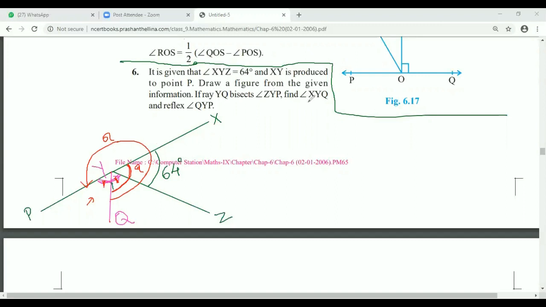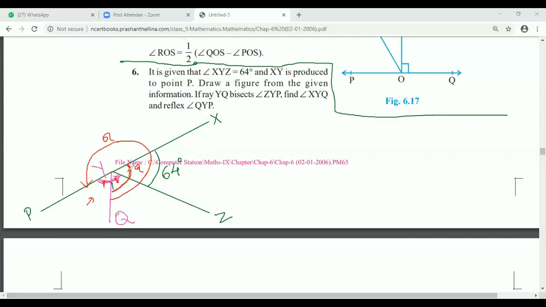And the angle XYQ we have to find. Look at the angle XYQ. So how to find the angle XYQ? Let's concentrate on the angle XYQ and think, is any clue there? This is angle X. We have to find XYQ. Yes, XYQ, this angle.